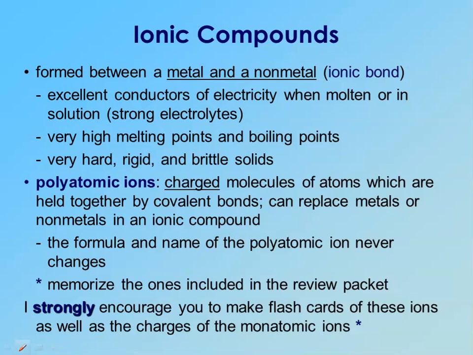All right, so this video is going to talk about nomenclature. We're going to focus specifically on ionic and molecular compounds. Ionic compounds are formed between metals and nonmetals, or possibly a metalloid. They result from a transfer of electrons between the cation and the anion, and that forms an ionic bond.